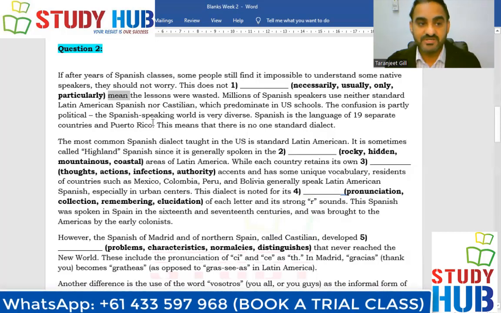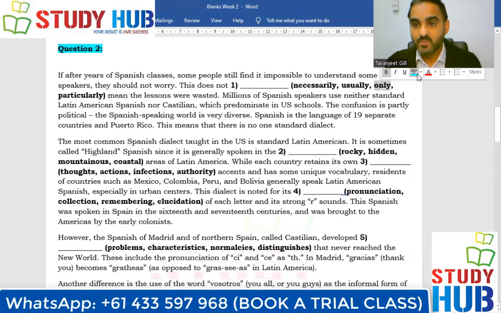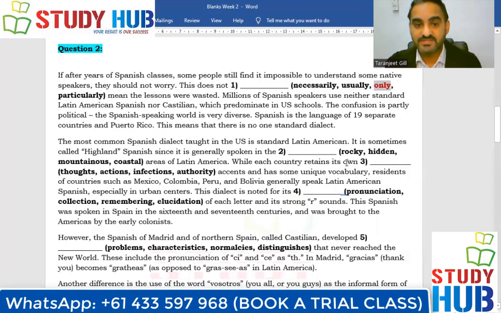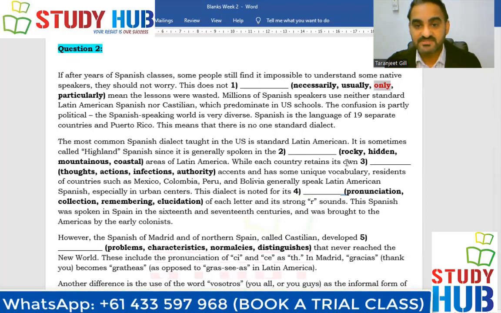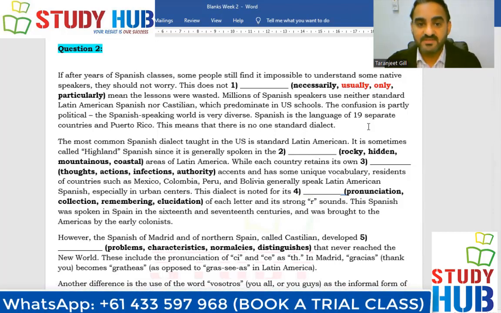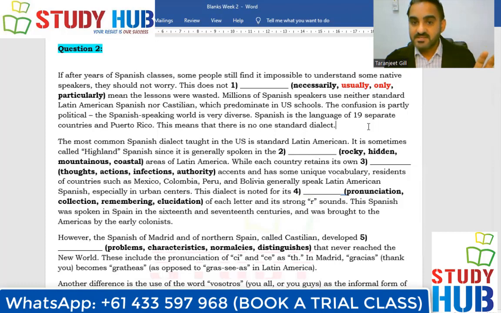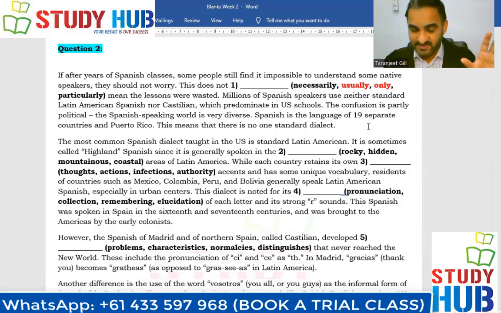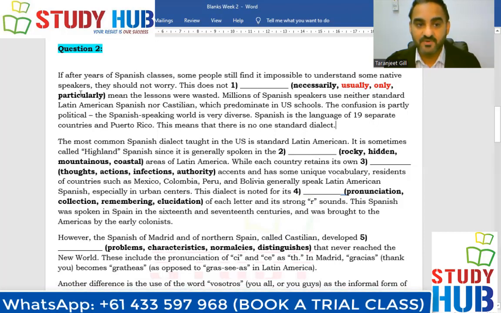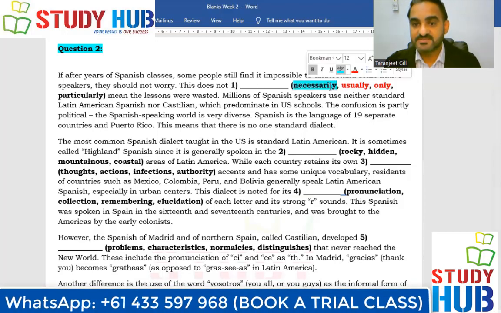So: necessarily, usually, only, particularly. In this case, only will not make sense. It can be: this does not necessarily mean the lessons were wasted. This does not usually mean the lessons were wasted. This does not particularly mean the lessons were wasted. Now we cannot go with usually here as well. That means in some cases this does not mean, in other cases it may mean that the lessons were wasted. But in this case, we are more of the opinion that it is inevitable. It is 100% sure that you have not wasted your time. So it can be necessarily or particularly. The answer in this context will be necessarily.